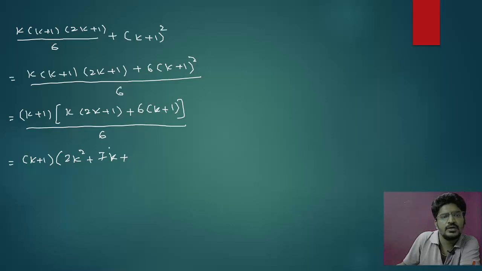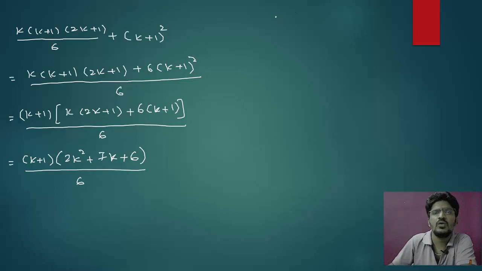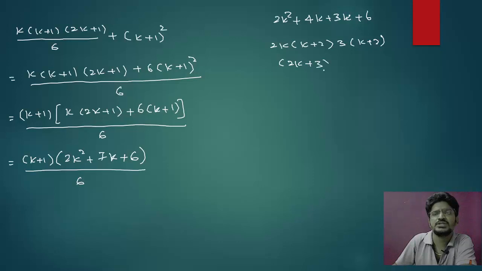Okay. So 2k square plus k plus 6k is 7k plus 6, divided by 6, you are going to get. So now 2k square plus 4k plus 3k plus 6. You have to simplify this by taking factors. 2k, k plus 2, take 3 common, k plus 2. So therefore 2k plus 3, k plus 2.